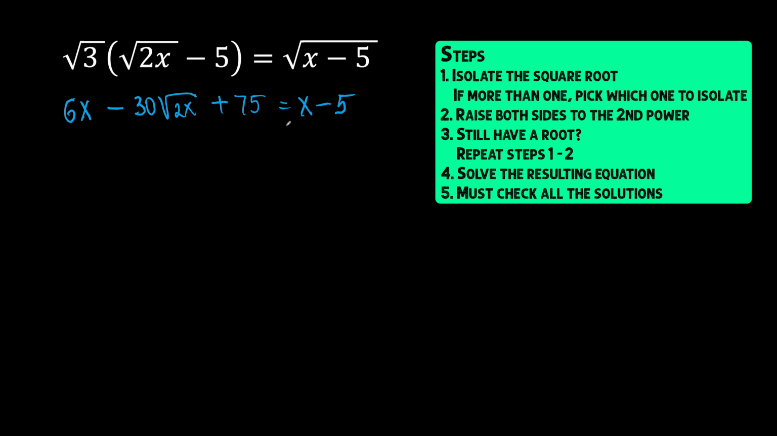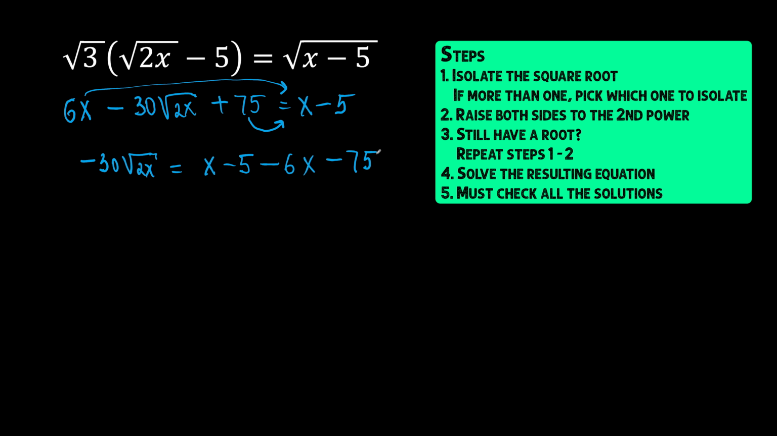So let's do that. We are taking 6x to the other side as negative 6x, and we are taking 75 to the other side as negative 75. In other words, you will subtract 6x from both sides, and you will subtract 75 from both sides. So let's do it. We have negative 30 square root of 2x, and on the other side, we will have x minus 5 minus 6x minus 75, right?